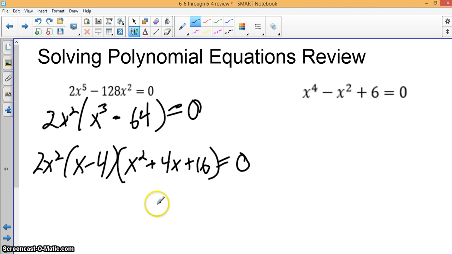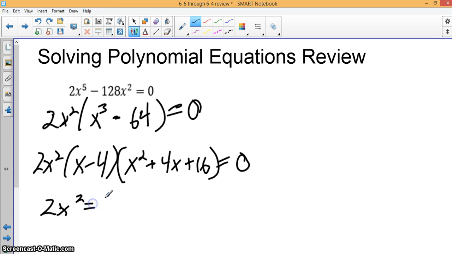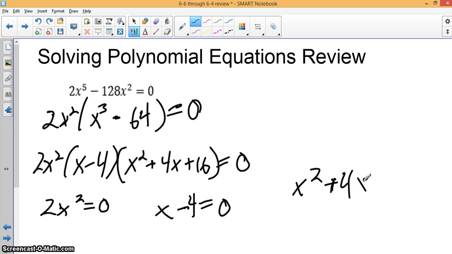Okay? So 3 factors. So you set them all equal to 0. Let me actually pause and move this out of the way, because this is going to take up some space here. So 2x squared equals 0. x minus 4 equals 0. And x squared plus 4x plus 16 equals 0. So you have these 3 problems.